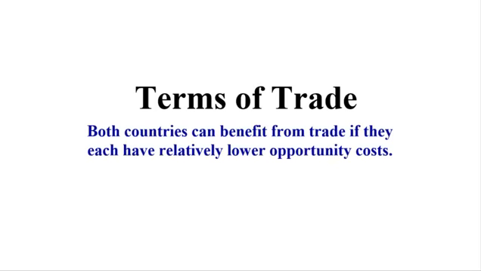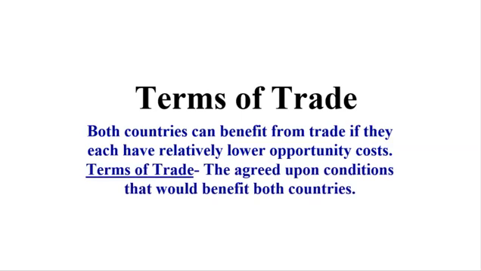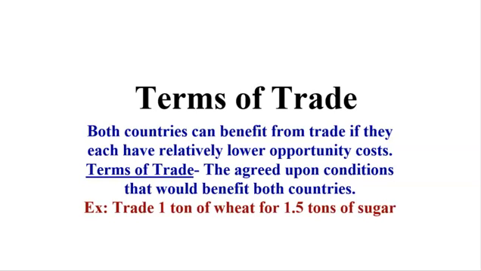Now, we know that we should trade, but the question is, how should we trade? What should that trade look like? And so we're going to look at what those terms of trade actually are. We know both countries can benefit from trade if they each have a relatively lower opportunity cost. The terms of trade is defined as the agreed upon conditions that would benefit both countries. For instance, when we looked at Brazil and the United States the other day, trading 1 ton of wheat for 1.5 tons of sugar would be beneficial to both countries.